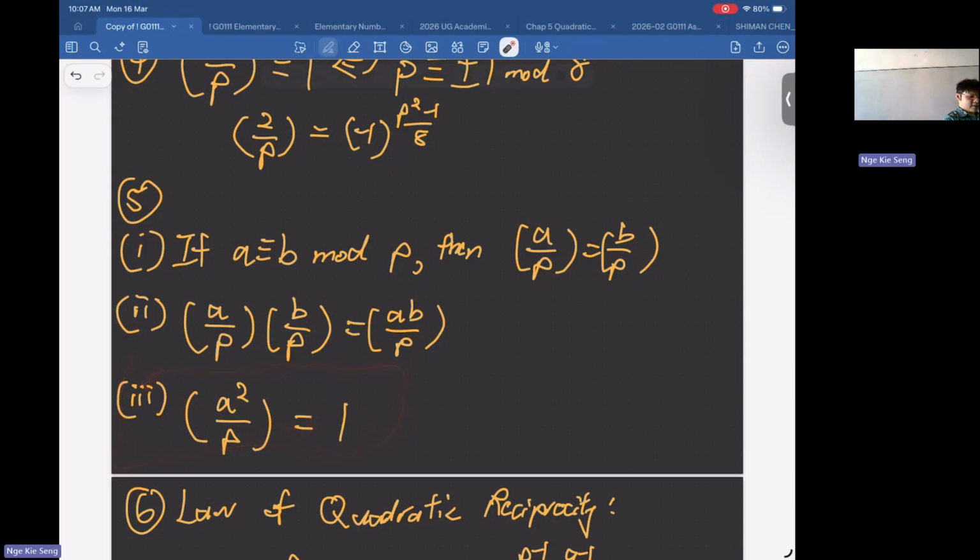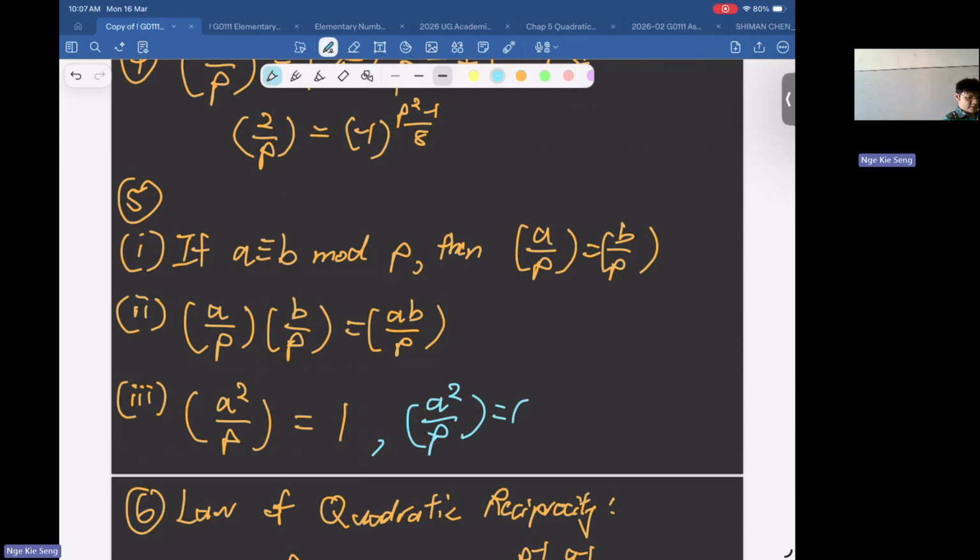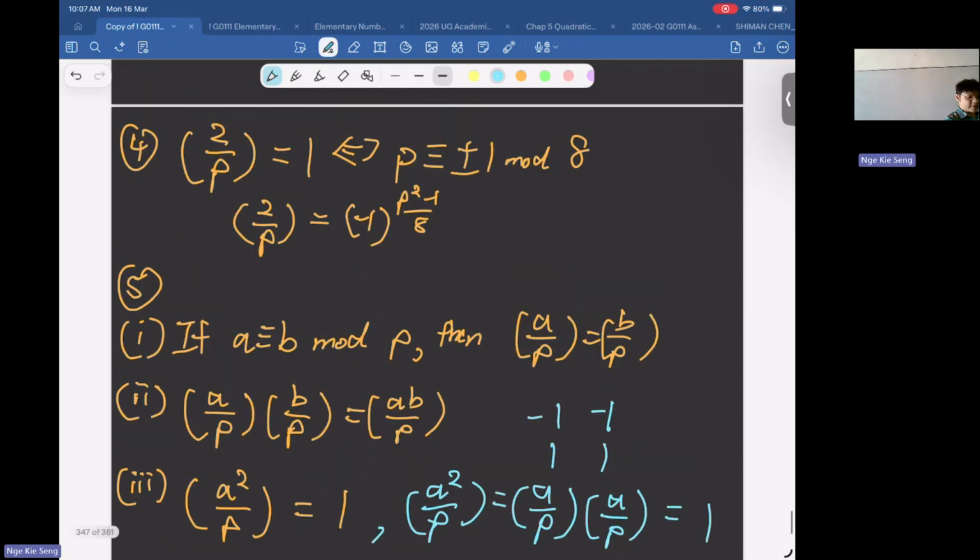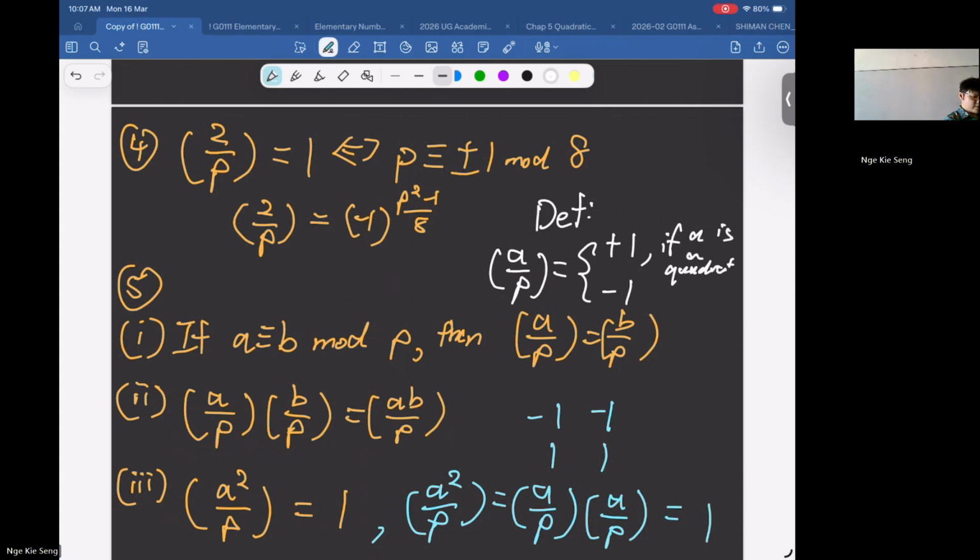So why is this true? Basically I said this comes from here. You could write a square over p equals a over p times a over p. So a over p could be 1 or minus 1, and both of them have to square to 1. Maybe if you don't know this, I need to remind you what a over p is. It only has two choices, either plus 1 or minus 1. If a is a quadratic residue of p, then it is plus 1. If it is not, then it is minus 1.